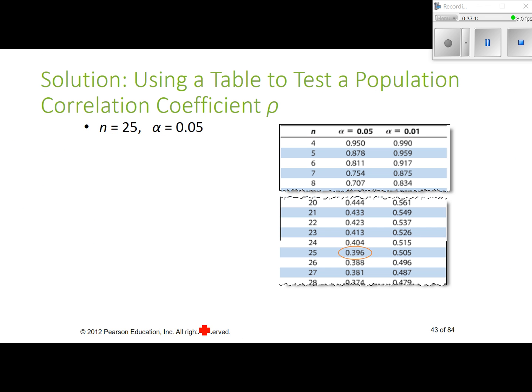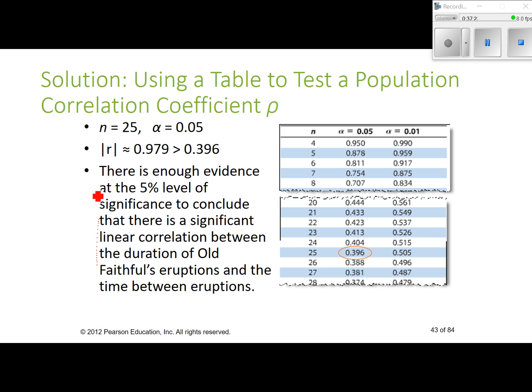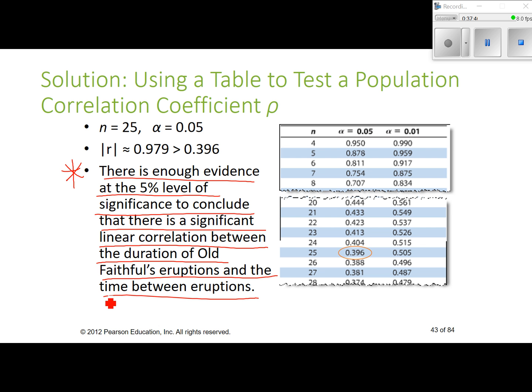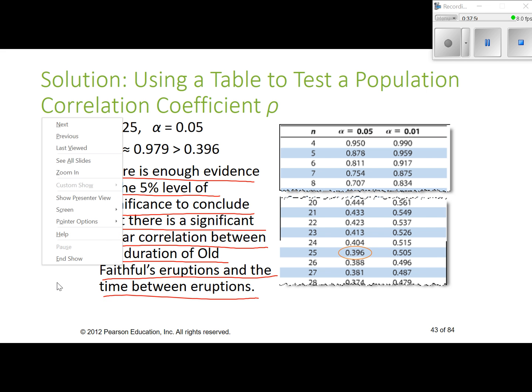I'm going to erase all this so that I can do this. And this is a good interpretation right here. There's enough evidence at a 5% level of significance to conclude that there is a significant linear correlation between the duration of Old Faithful's eruptions and the time between them. And that's what those columns were.